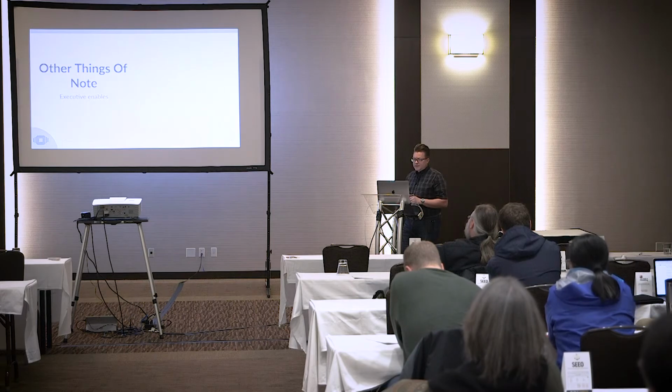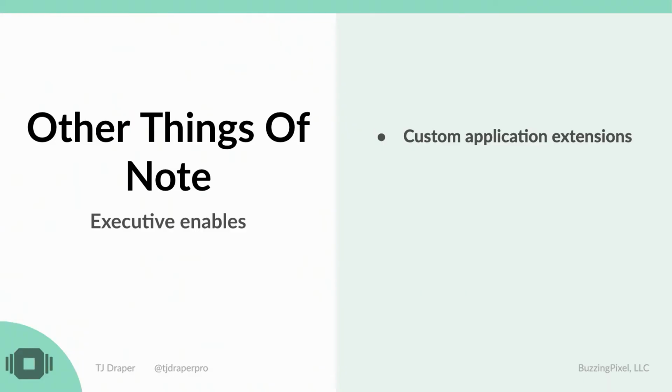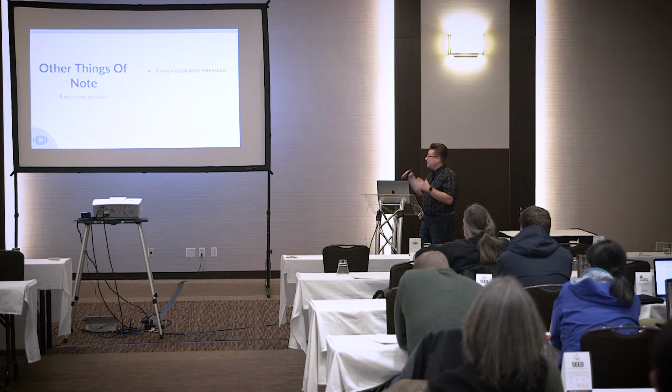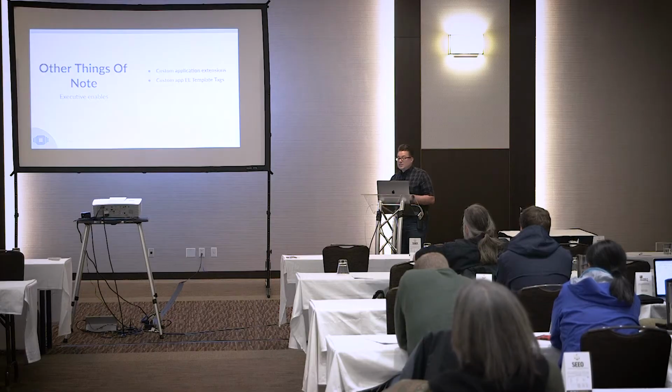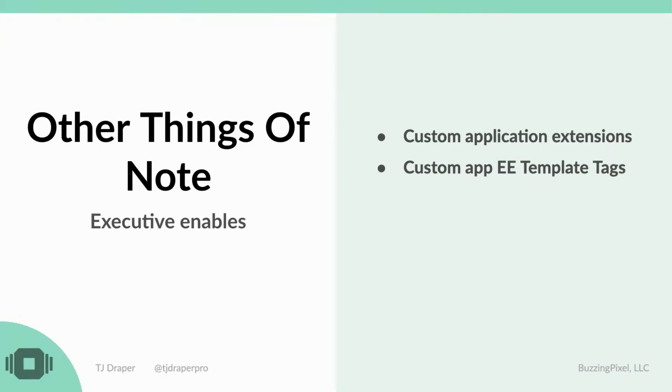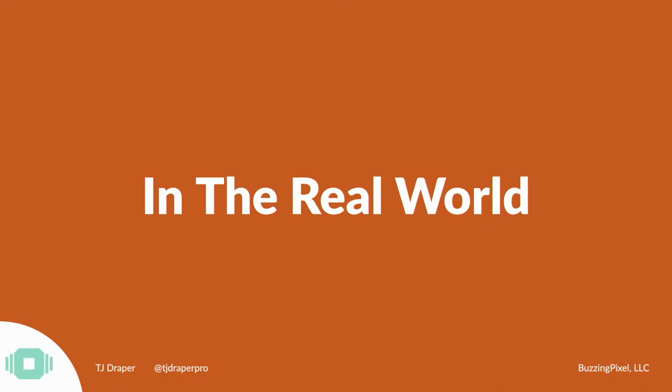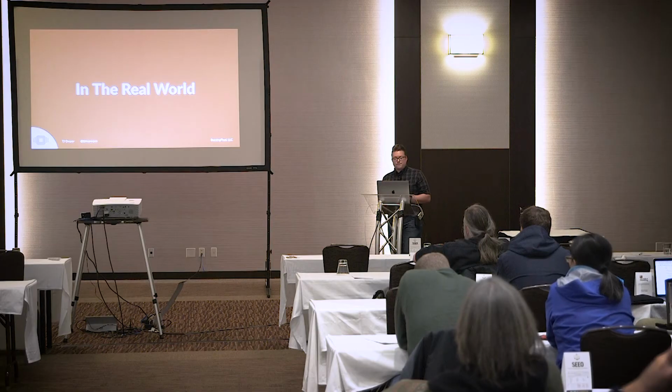Other things of note that executive enables are custom application extensions. These are things I just don't have time to go into. I'm already pushing 40 minutes. So custom application extensions: you can have extensions specifically for your application that you don't have to write a whole add-on for. You can do it, and you can use a migration to enable it. Custom template tags just for your application. Control panel views just for your application. So those are some of the things that executive enables, and there's a bunch more.